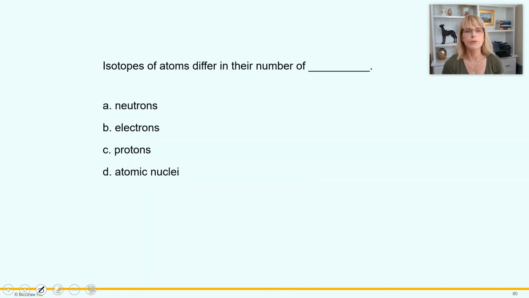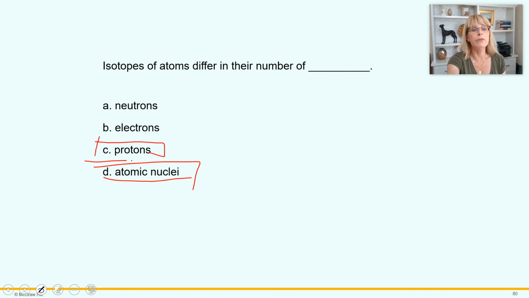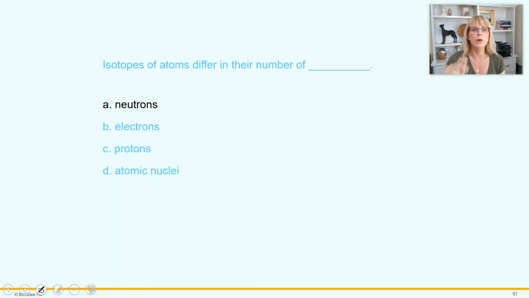Isotopes of atoms differ in their number of, let's see. They don't have atomic nuclei, atoms have 1 nucleus, okay? The number of protons, no. Every element, if it's of that element, it's got the same number of protons. Ions, they differ in their number of electrons. Isotopes differ in their number of neutrons, all right? Okay, that's an example of the kind of questions that you might see.